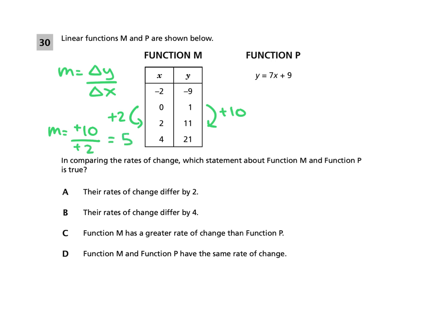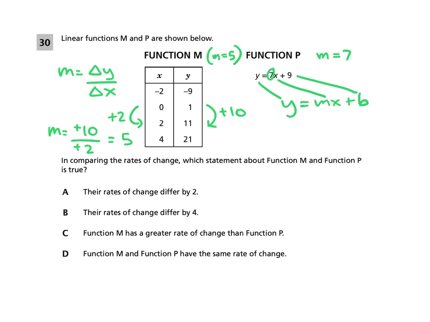So if I were to write this, I can say M equals 5 right up here. And function P, so quick, it's right there for you. So M is equal to 7. How did I get that? Well, remember that Y equals MX plus B. The Y's are there, the MX is right there, and the B is right there. So M is 7. That's how I did that.